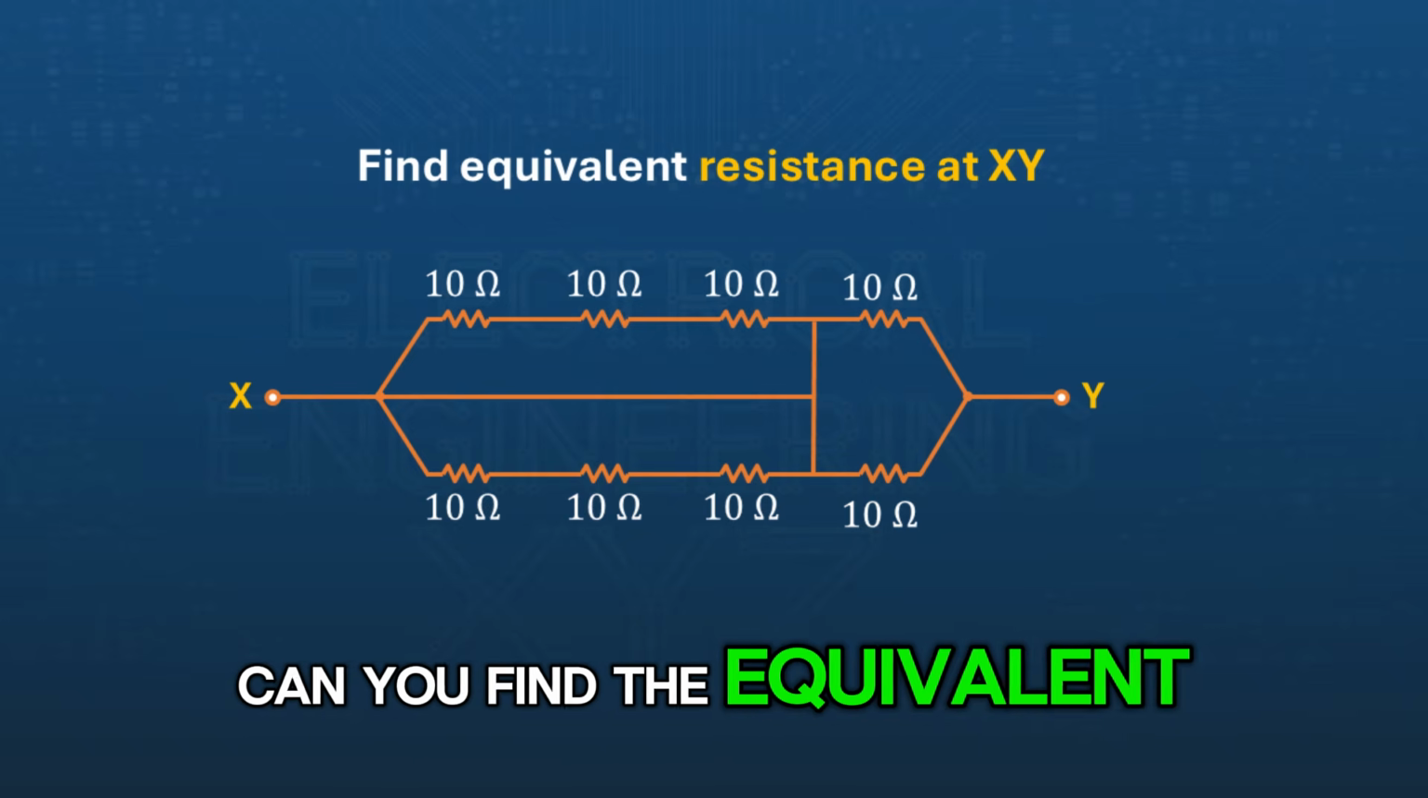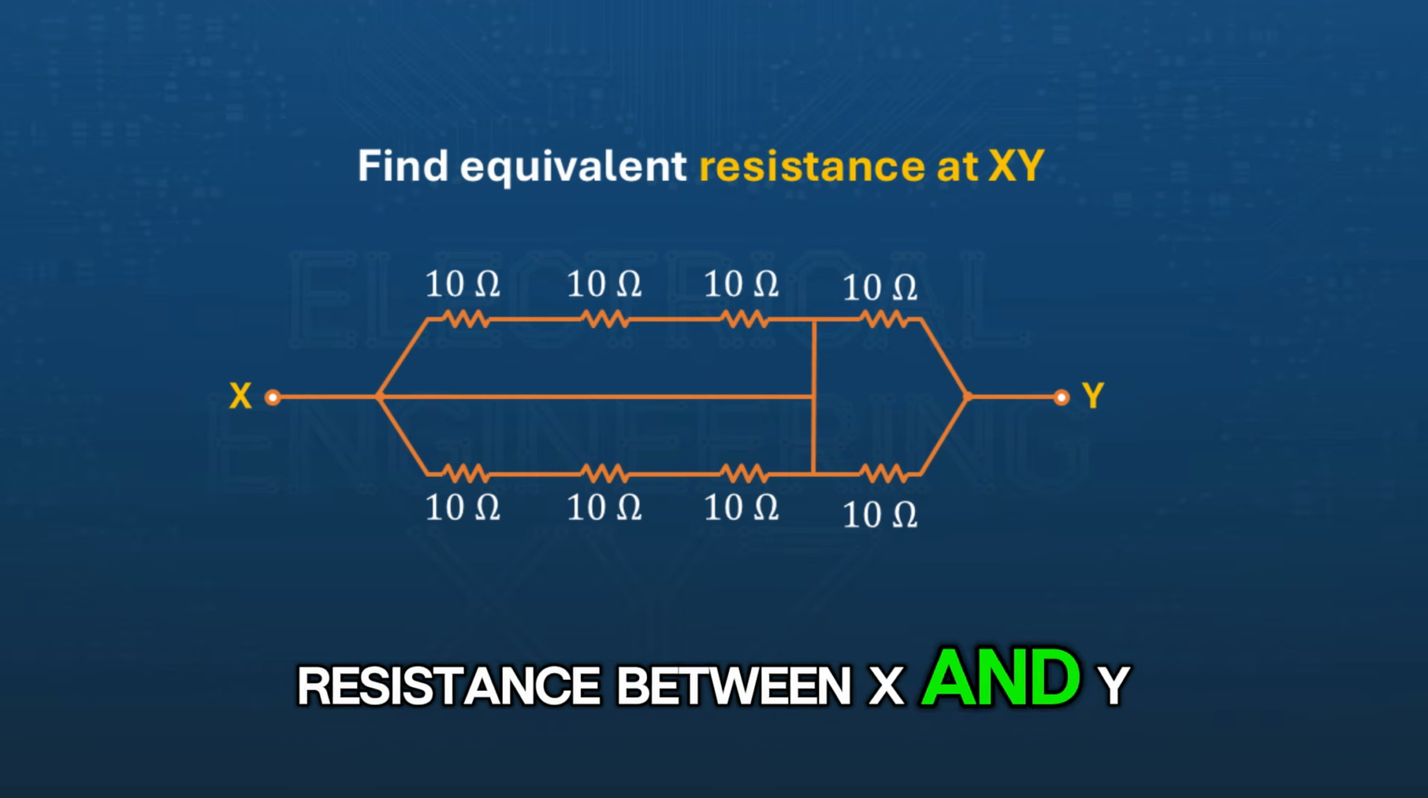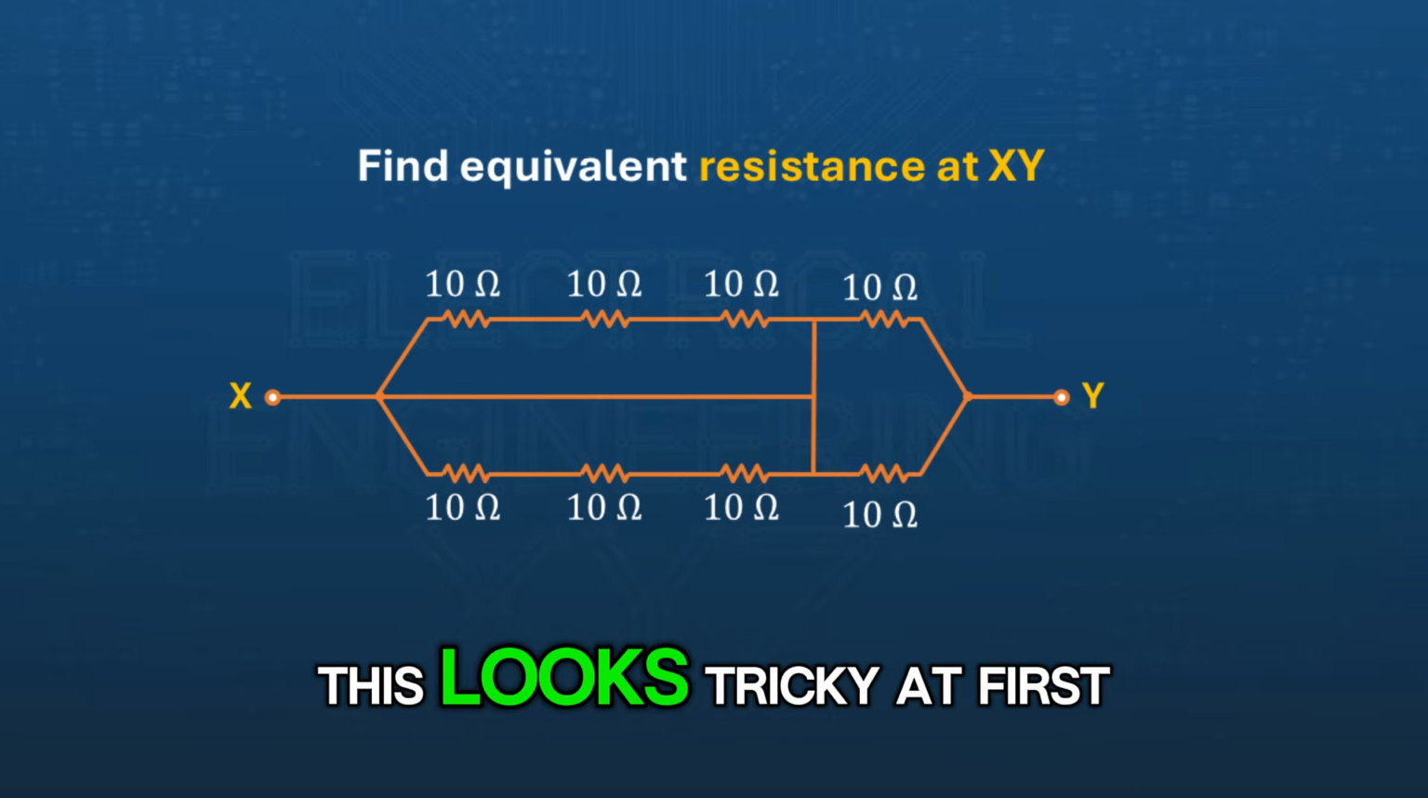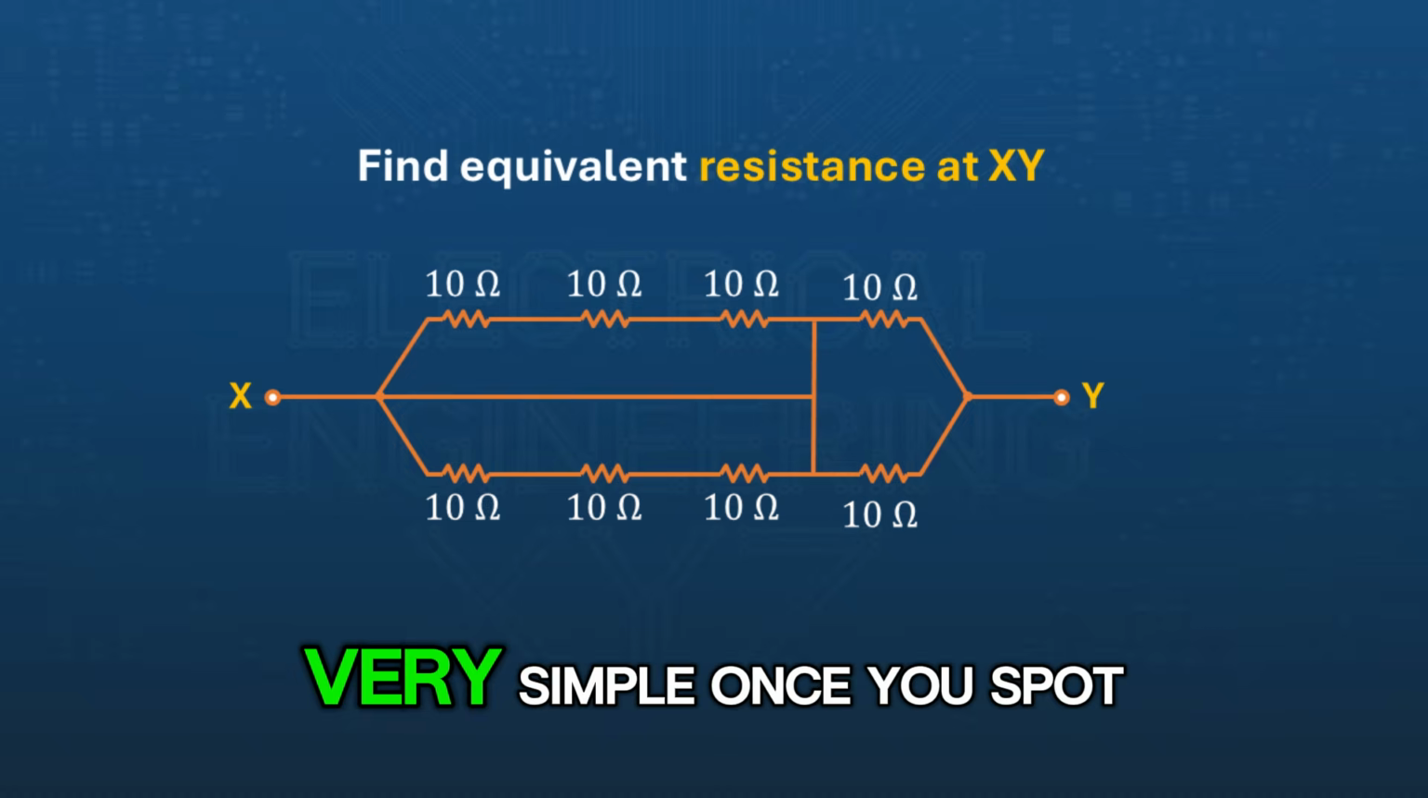Can you find the equivalent resistance between X and Y in just a few seconds? This looks tricky at first, but it's actually very simple.